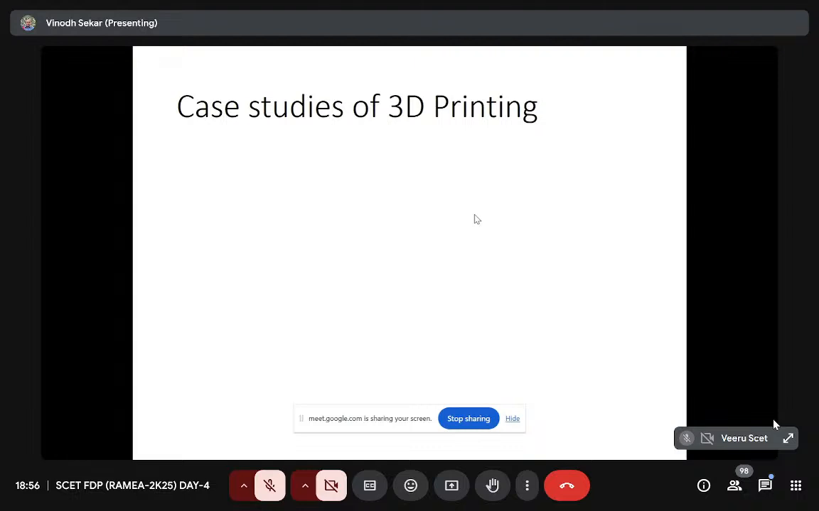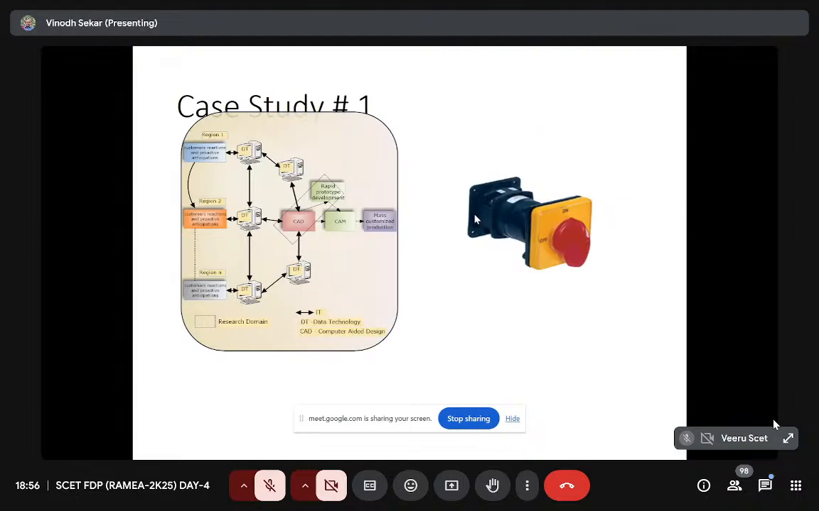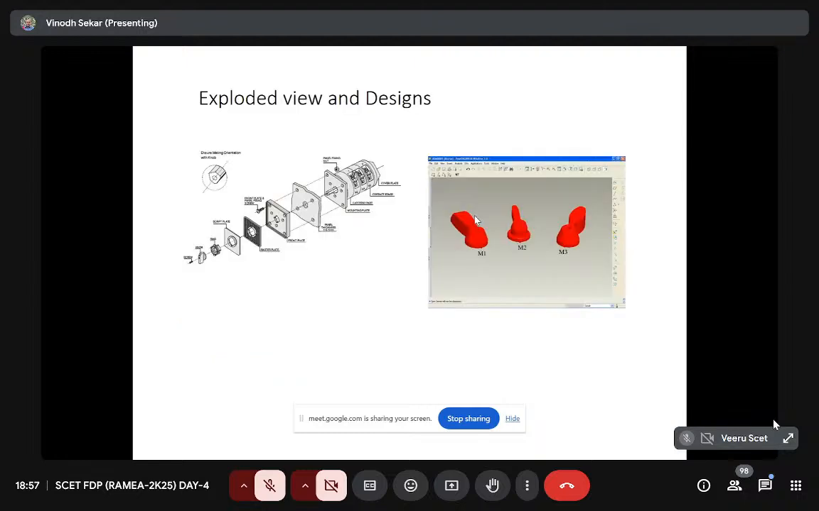And let me just show one or two case studies in the context of this additive way of fabrication. For a rotary switch product, we did a case study. On the left side, you can see the exploded view of the switch, wherein the complete interconnectivity of the various components and assembly is being shown. On the right side, we have taken ahead the customization of different components of the switch.